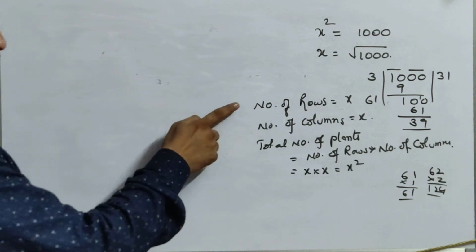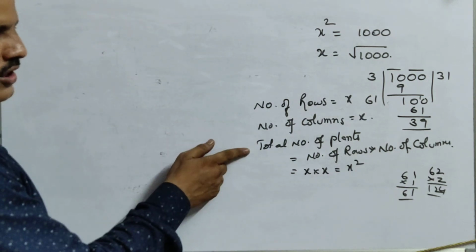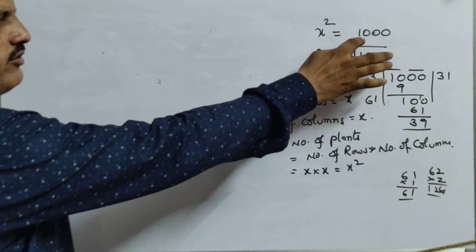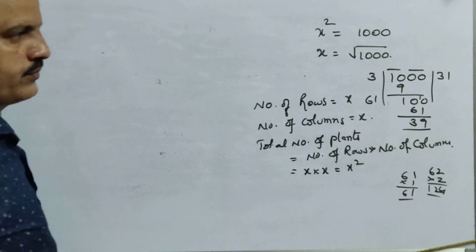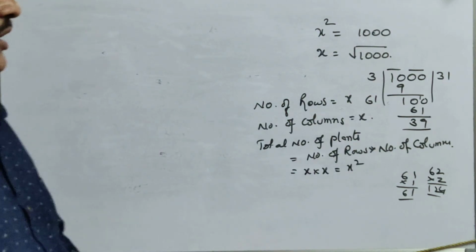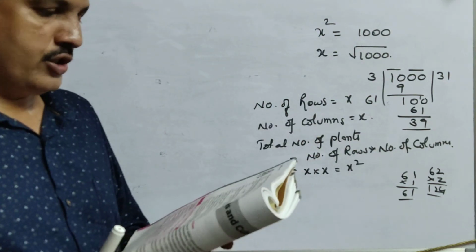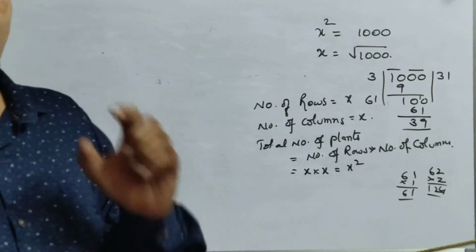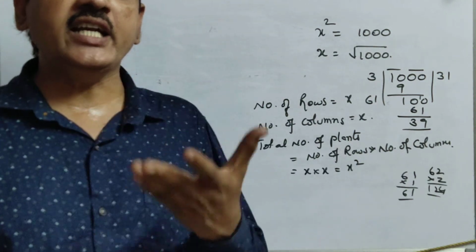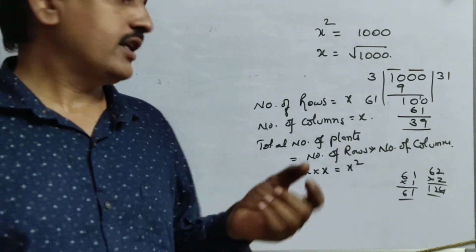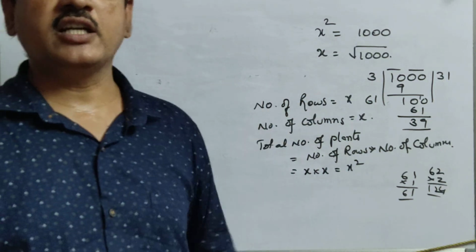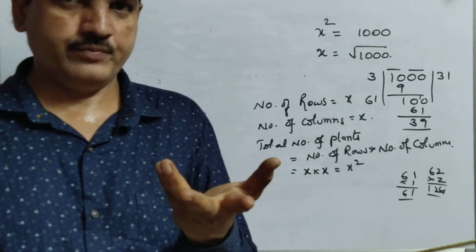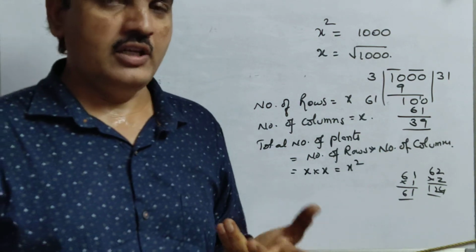Listen. Number of rows x, number of columns x. So total number of plants means number of rows into number of columns, that is x into x, x square. So the given plants are 1000. So x square equals 1000. But here the question is find the minimum number of plants he needs more for us. See, question is find the minimum. How many more are needed? To make number of rows and number of columns equal, he is asking how many more plants we need, that is how many can be added.